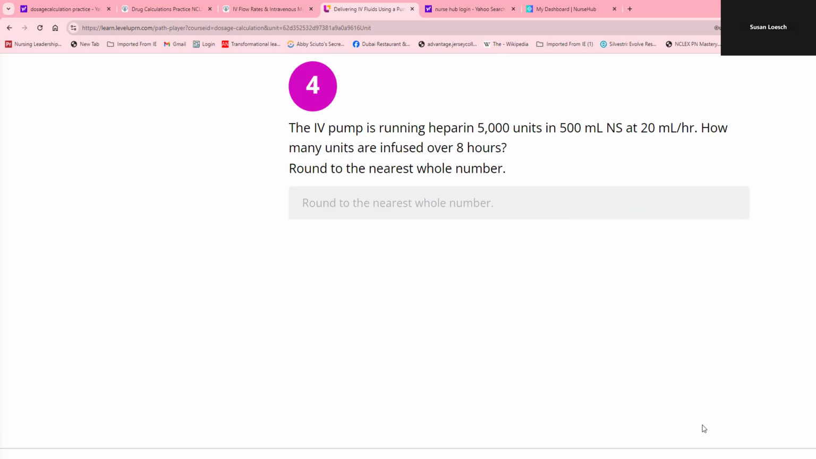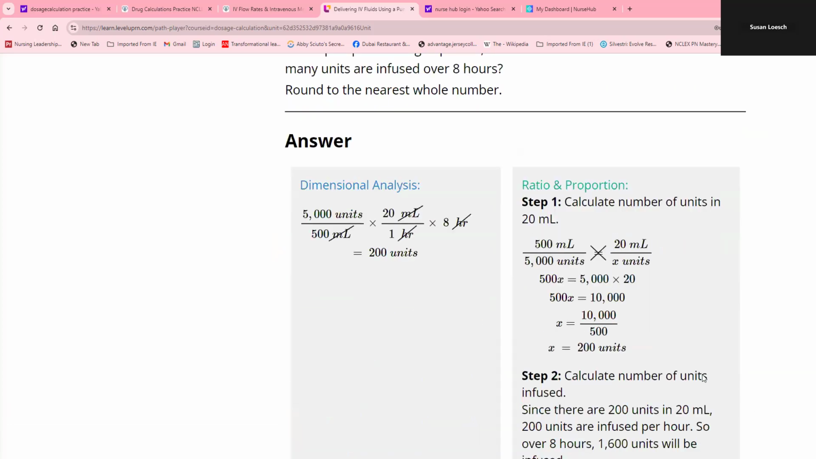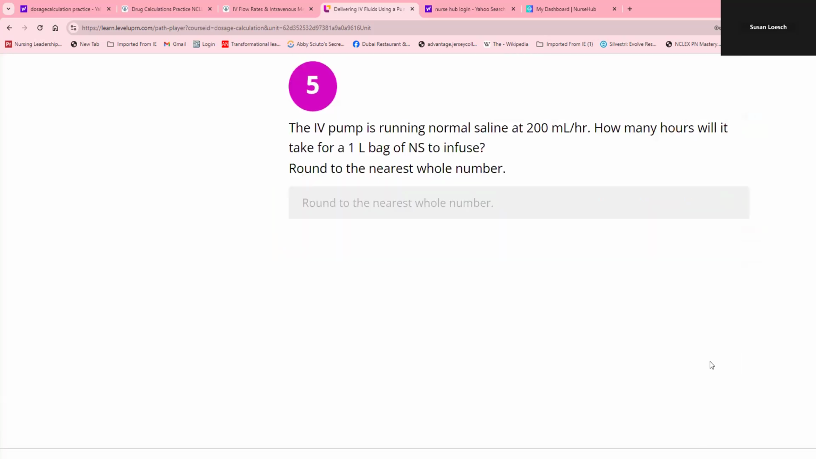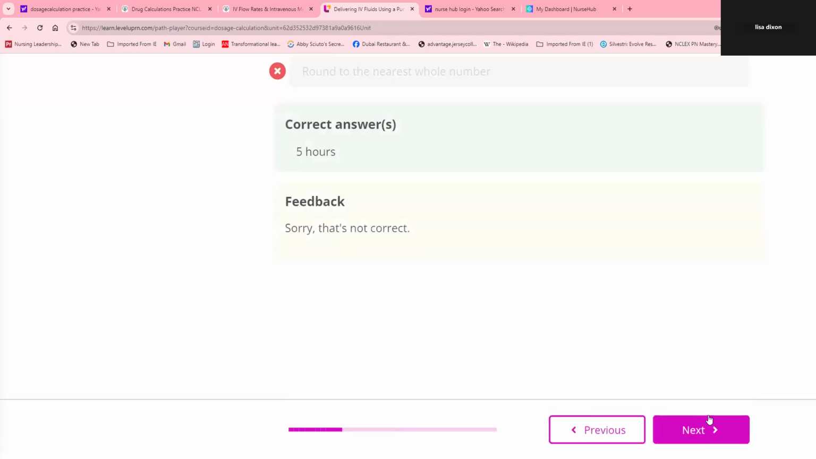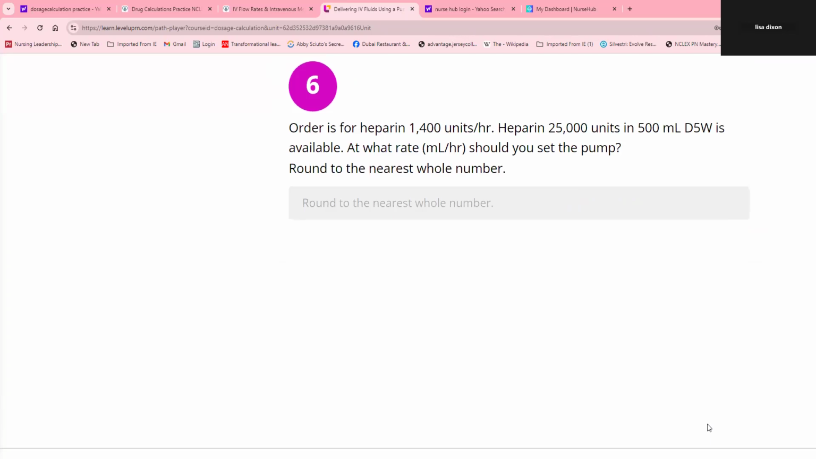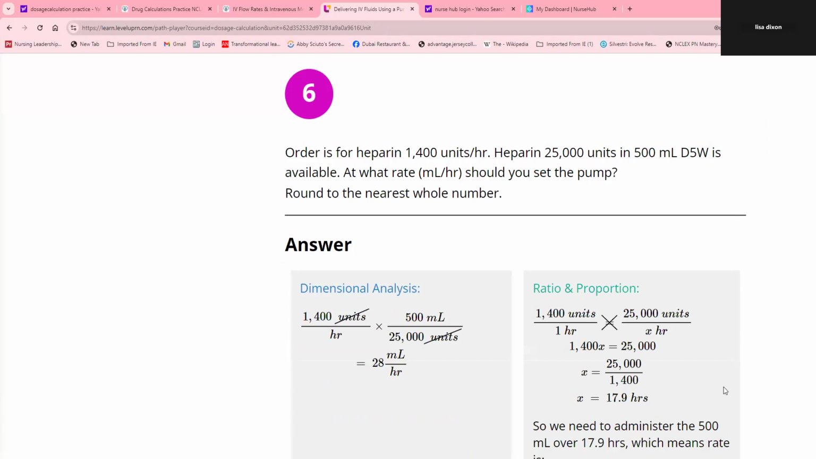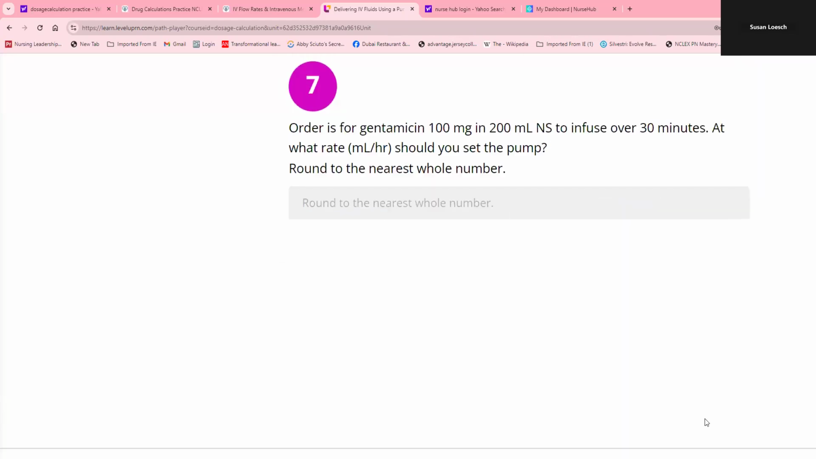So here, this is different. Let's skip this one. You guys can do that, but that's above what you're doing right now, and I don't want to confuse you. Of course, it's not going to give me another simple one. Here's one. Okay.